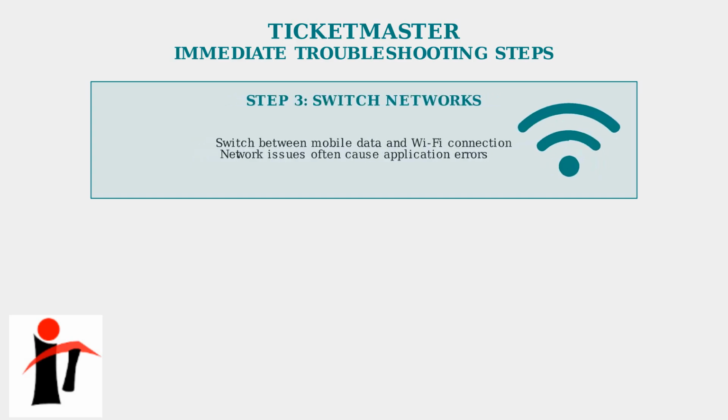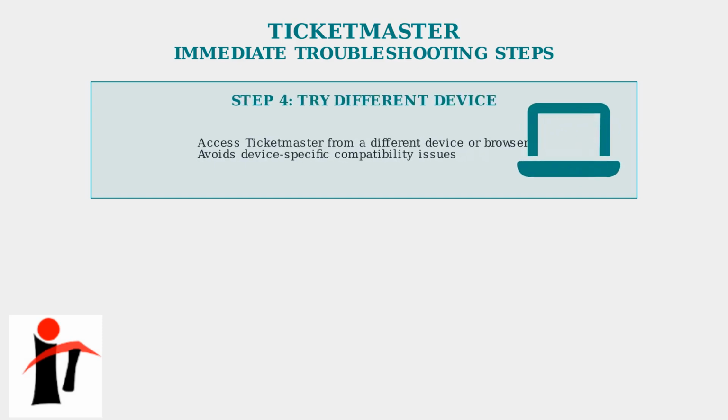Step 3. Switch between mobile data and Wi-Fi. Network connectivity issues can trigger application errors, so switching networks often resolves connection problems. Step 4. Try accessing Ticketmaster via a different device or browser. Device-specific compatibility issues can cause errors, so switching to another device or browser often provides a workaround.